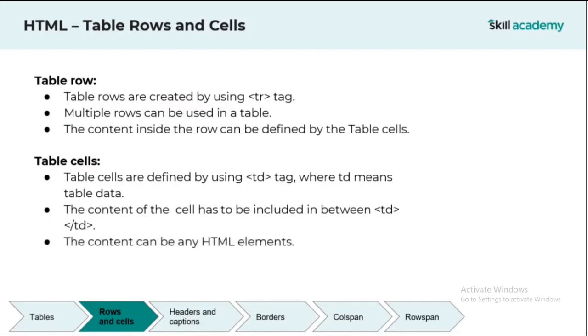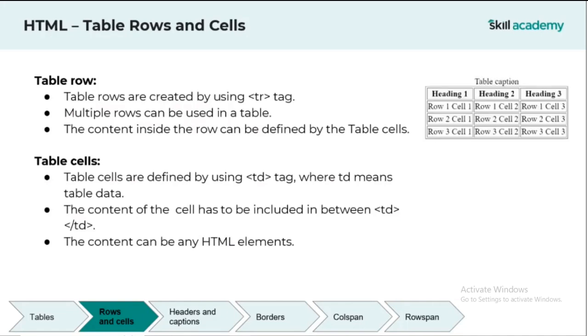The content can be any HTML element, means you can use strike to highlight your name or to mark your name as marked, or you can use bold italic to display your name in italic, or you can use strong HTML element to display your name in bold letters. So guys, the content can be any HTML element. It can be paragraph, it can be bold, it can be italic, it can be strong. So this is how your table row and table cells look.